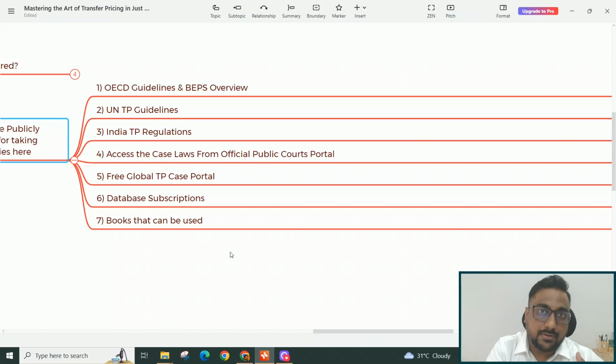I just use the public court forums, that is the ITAT portal or the High Court portal of the particular High Court. ITAT is a common portal, but for each and every High Court there is a different portal on which the judgments are available. So you can access those judgments and rulings, and understand the things.